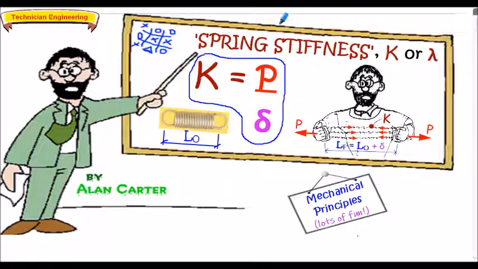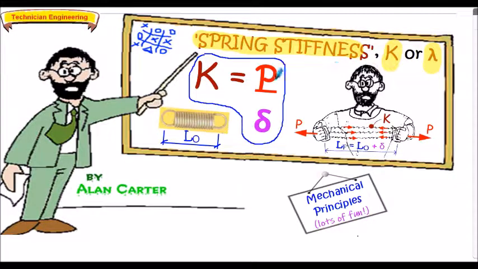Hello and welcome to this short presentation related to spring stiffness. Within textbooks and reference books, spring stiffness is often denoted by the letter K or the Greek letter lambda. In these notes I'm going to use K.